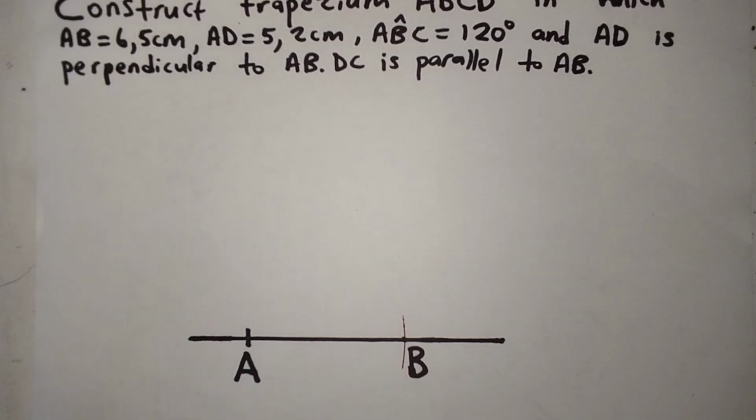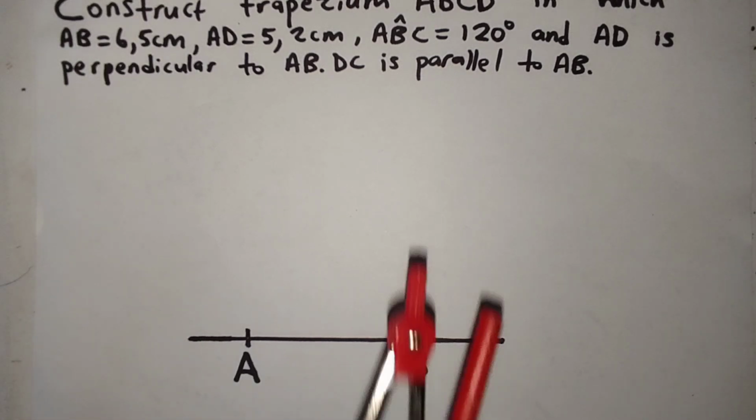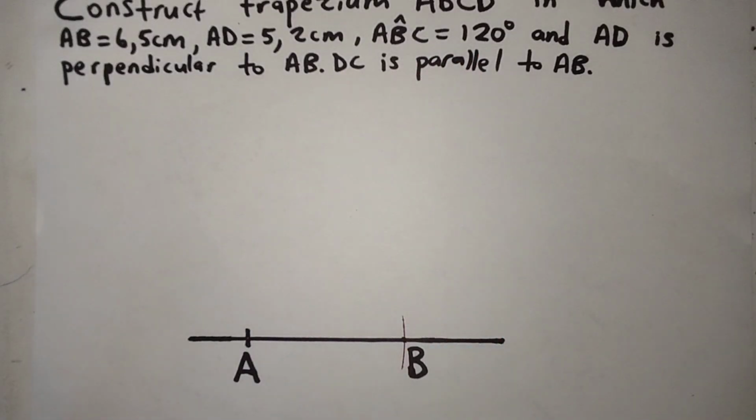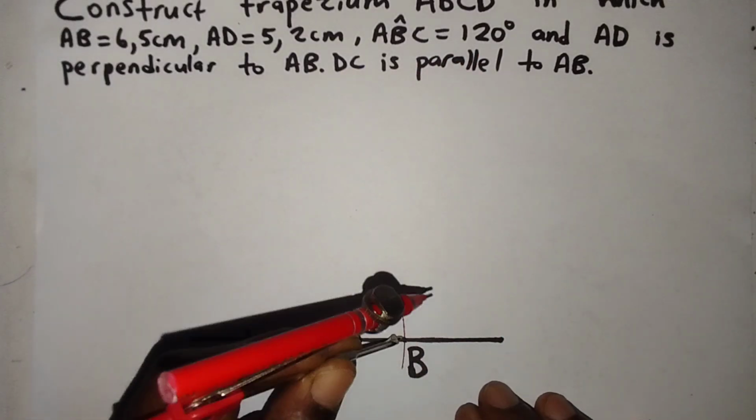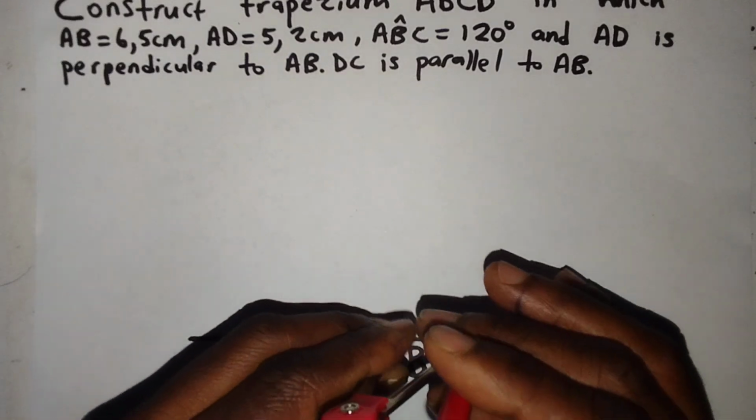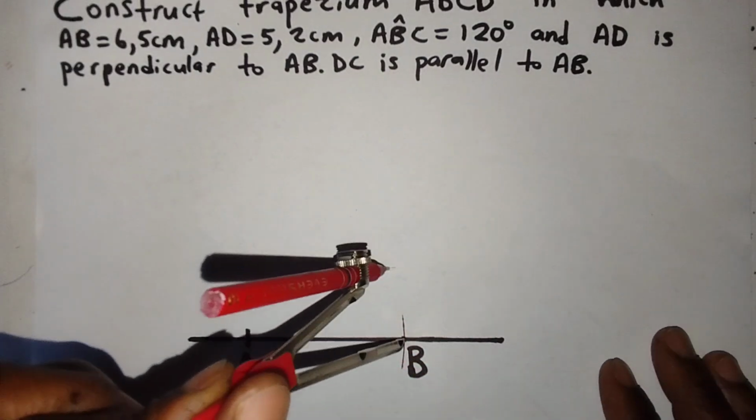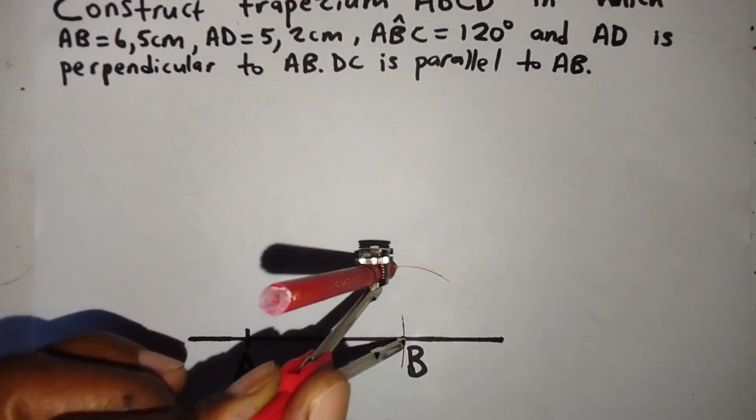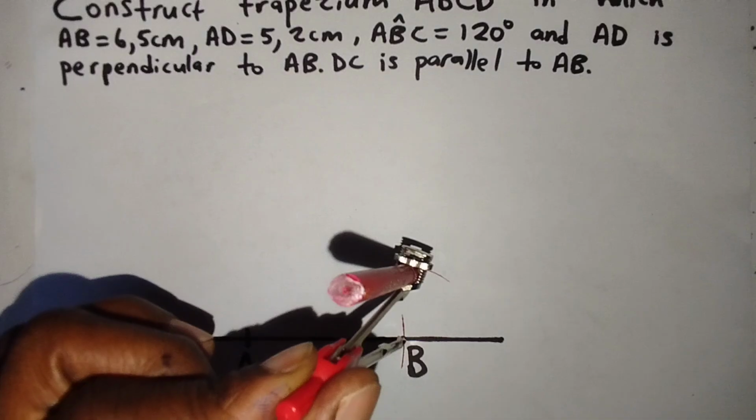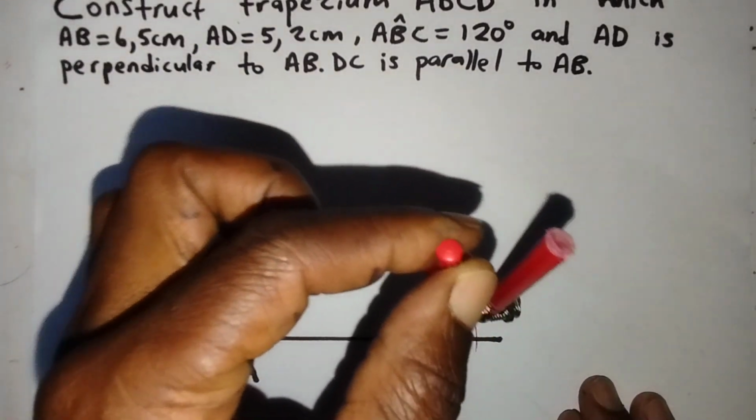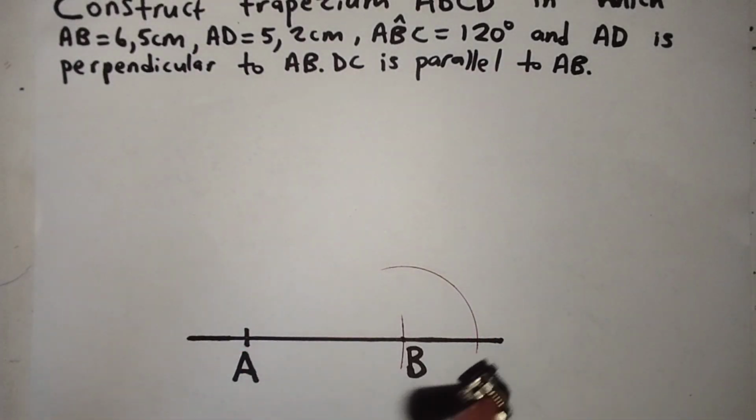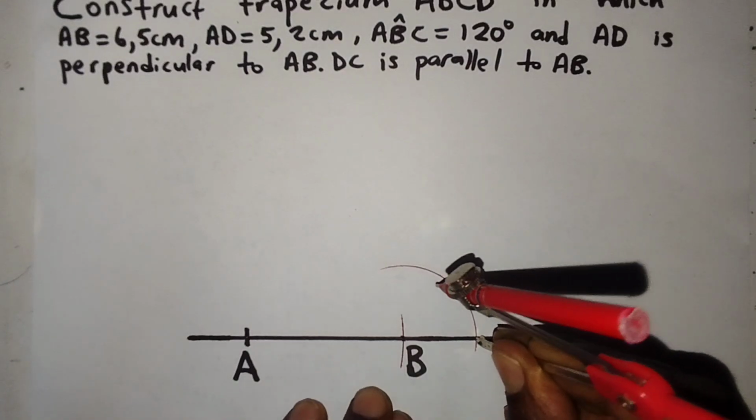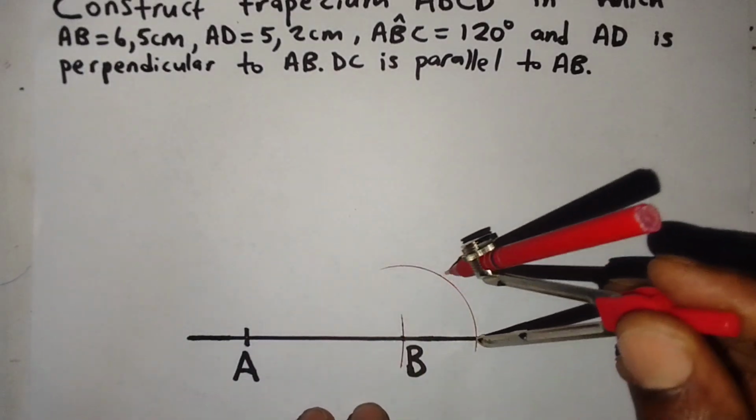The next thing is to construct an angle of 120 degrees at B, because angle ABC is 120 degrees. So with center B and a suitable radius, I want to construct an angle of 60 degrees at B. I will draw this arc here. Okay, so after constructing this arc, without changing the radius, I'll draw an arc to cut this one.